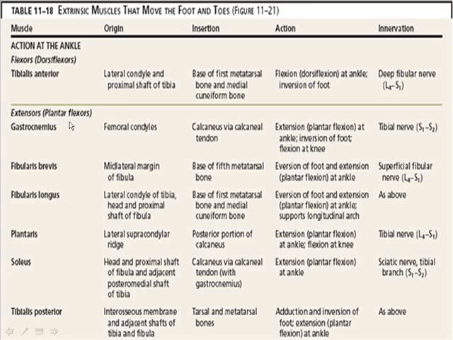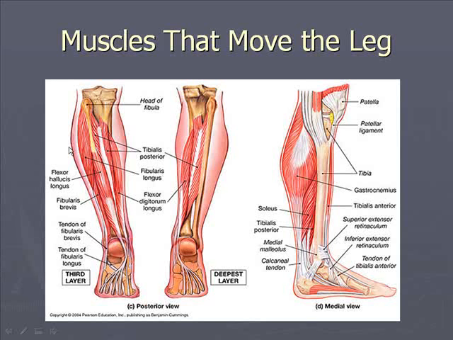Gastrocnemius, soleus muscle are the two primary plantar flexors or extensors when we look at the lower portion of the leg. And here's an illustration that demonstrates plantar flexion. As you can see, contraction here would occur.